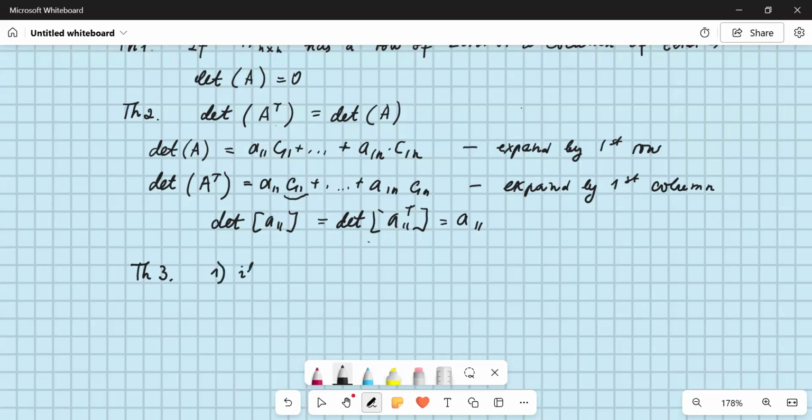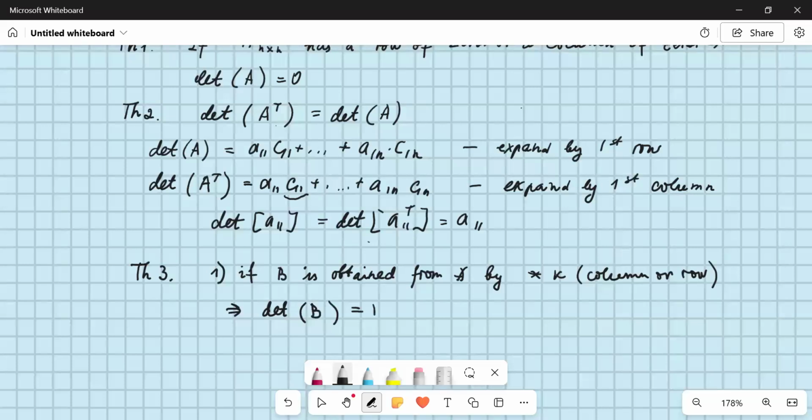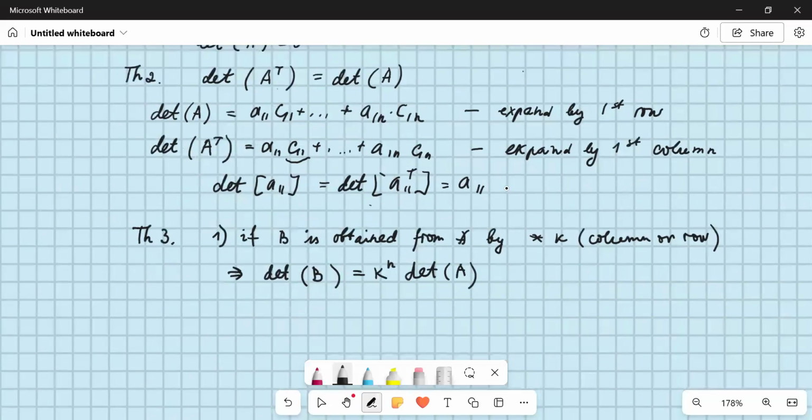Part number one: if B is obtained from A by multiplication by a constant number K of any row or column, then determinant of this new matrix B is going to be K times determinant of matrix A. Oh, not to the power of n, sorry. Determinant is just K times determinant of A.